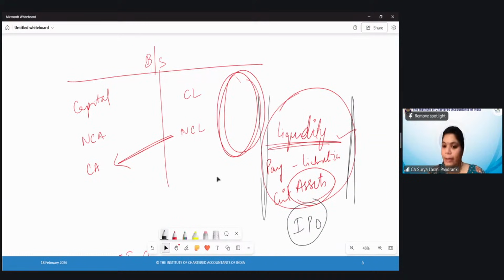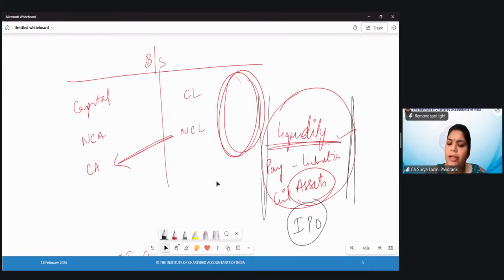One such option is liquidity. I won't say liquidity is the only solution to determine whether you're performing well in the organization. No, it is one of the criteria that everybody looks at. Maybe the banker, maybe the investor, or maybe even the suppliers. The suppliers also look at your liquidity.